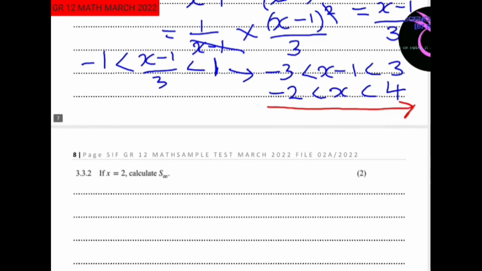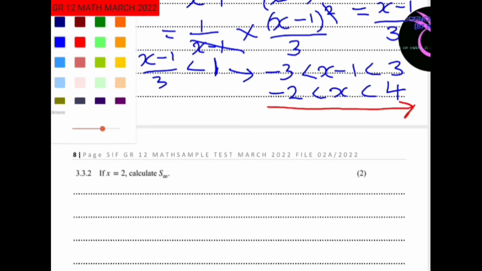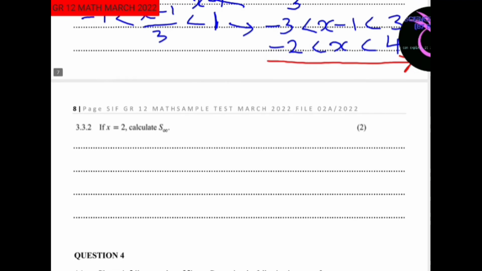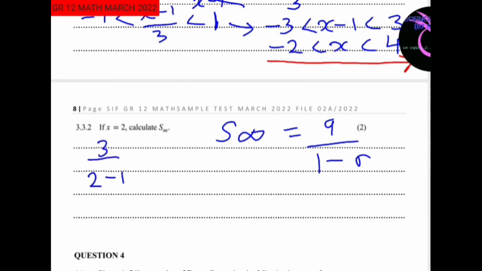All right. Then if x equals 2, calculate the sum to infinity. We know that the sum to infinity is equal to a over 1 minus r. So what is the a value when x equals 2? The a value is going to be 3 over 2 minus 1 squared. 2 minus 1 is 1, so the a value is going to be 3.